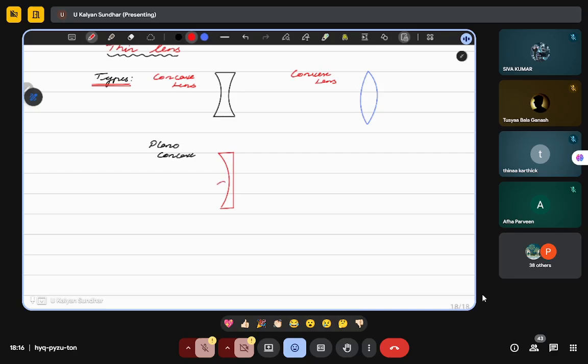Here this will be having some radius r and the plane surface will have a radius of infinity. What is the radius of curvature of a plane mirror? Infinity, right? Whenever there is a plane surface, the radius of curvature will be infinity. Now similarly here, the plano convex. So same goes here. One side is a plane and the other side will have a convex surface like this. For this, r will be equal to infinity, and here the radius will have some r value.